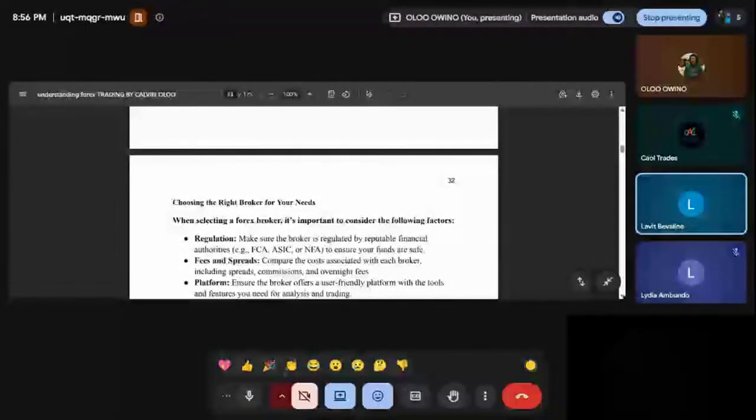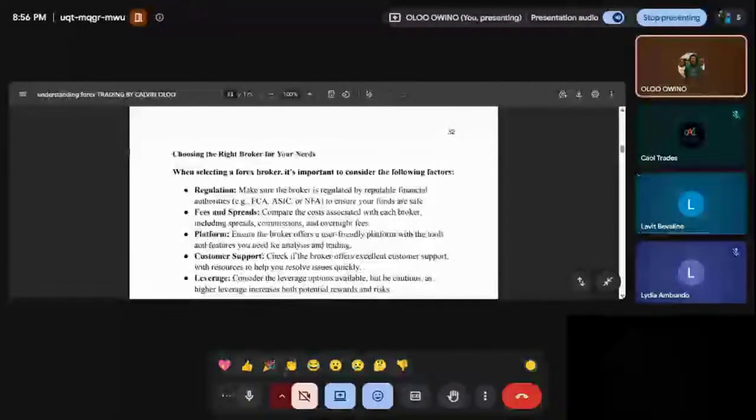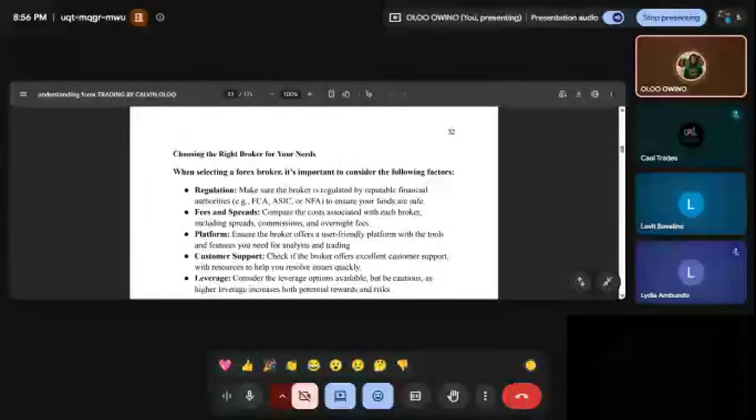Number three, the platform. The broker offers a user-friendly platform with tools and features for analysis and trading. There are brokers who use their funny platforms. The broker has a web trader, but you cannot use it. It's not user-friendly. If it's user-friendly, that's a good broker. But if you have a dubious trading platform but it suits you, that's well on you, your choice. Number 4, we have customer support.